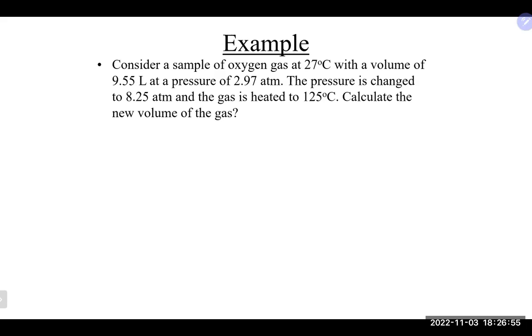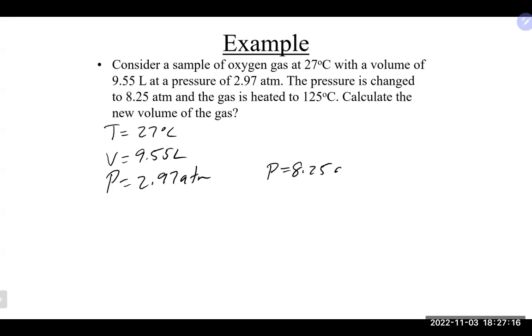Okay, let's take a look. As we talked about last time, it's a good idea to pull out the information here. We have a temperature of 27 degrees Celsius that goes with a volume of 9.55 liters and a pressure of 2.97 atmospheres. We're going to change our pressure to 8.25, our volume is what we are looking for, and we will have a final temperature of 125.